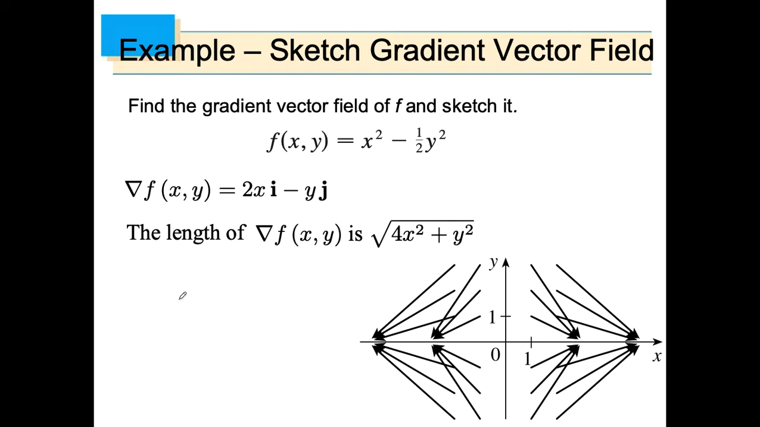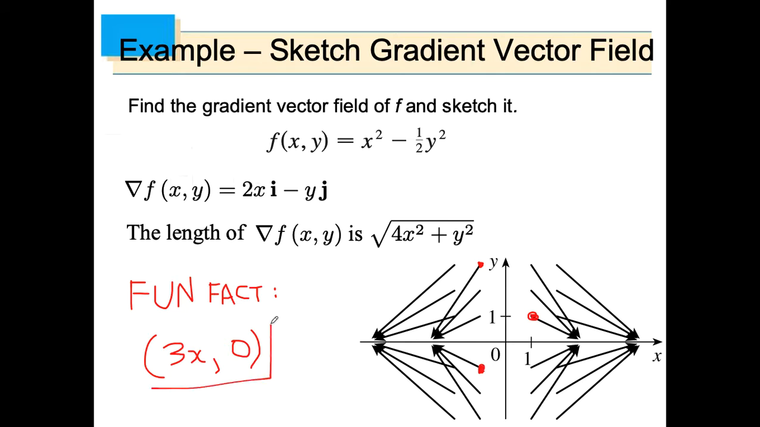Now, I'm not going to require this from you, but there's a fun fact about this particular vector field. You'll notice that every single one of these vectors, whether it starts up here or down here, here's the point (1, 1), over here is the point (-1, -1), they all actually end at some form of point here. Every single one of those vectors ends up at a point of the form (3x, 0). If you don't believe me, go ahead and plug in any one of those points, and you'll notice that they may start up here, for example.